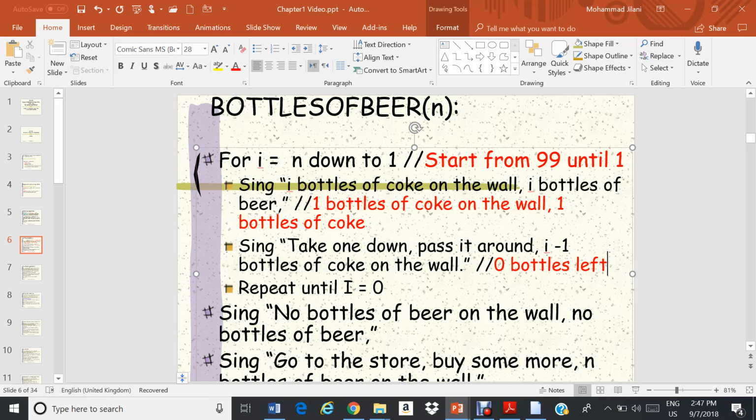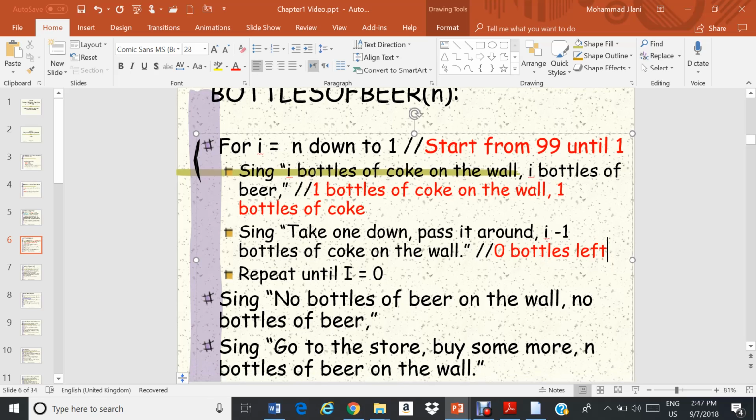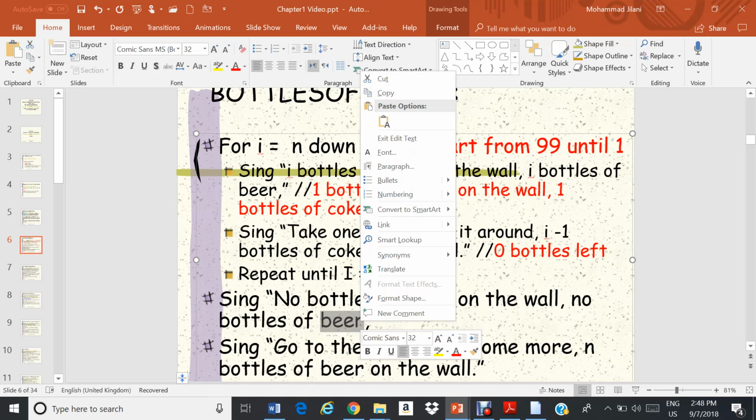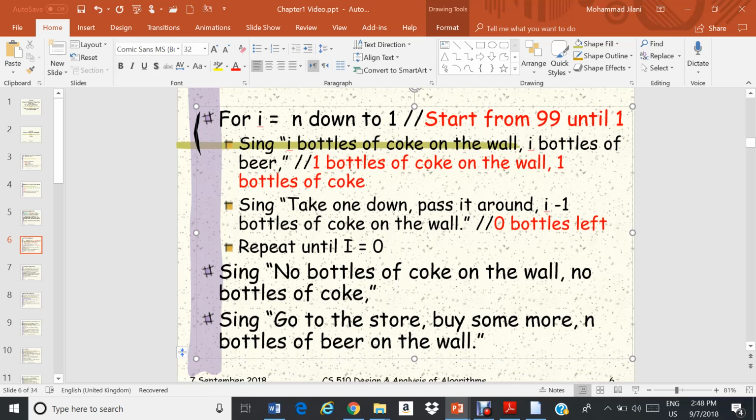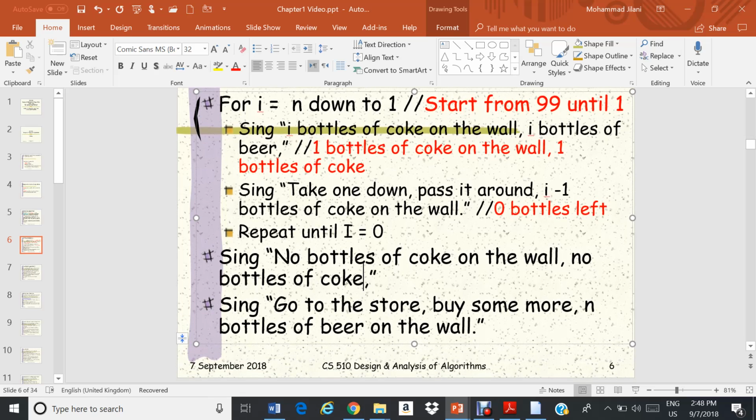Now i equals 0, at this point no bottles of Coke left on the wall, no bottles of Coke, finished. And then we say go to the store, buy some more, and then start the song all over again.